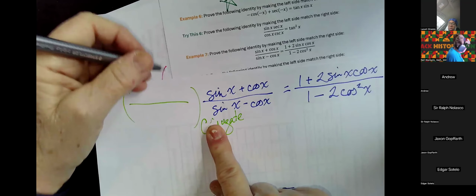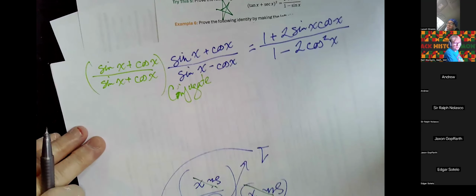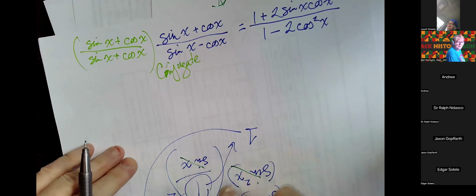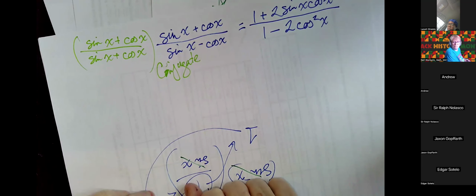Beautiful. So we're going to multiply numerator and denominator by sine x plus cosine x divided by sine x plus cosine x. And let's look at the denominator first. Is this a trig step or an algebra step? Algebra. That's an algebra step.